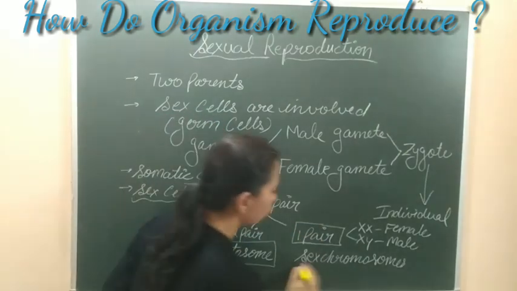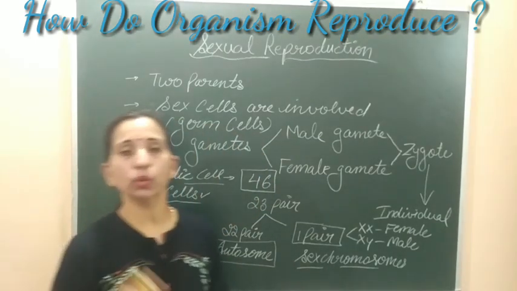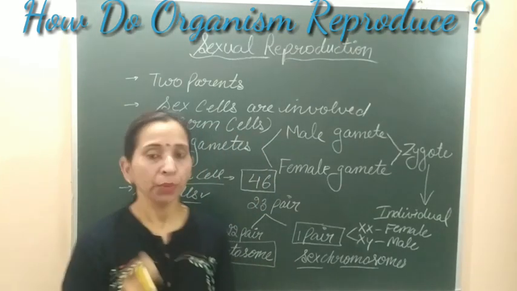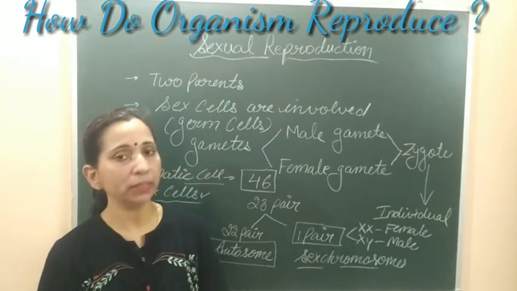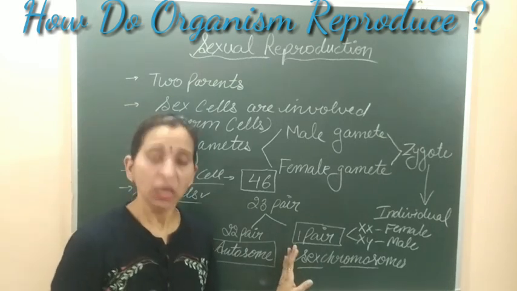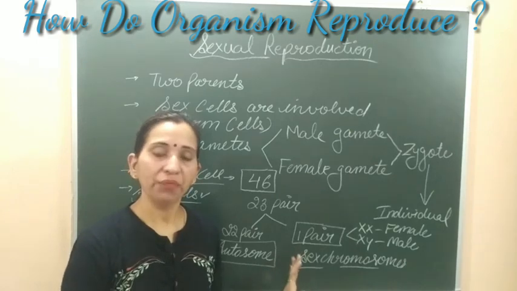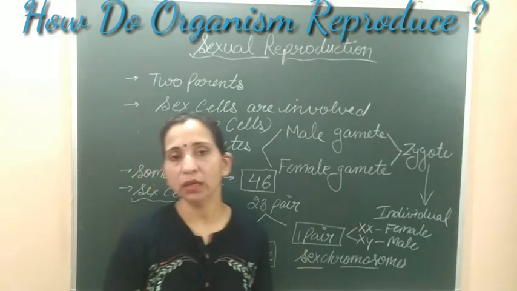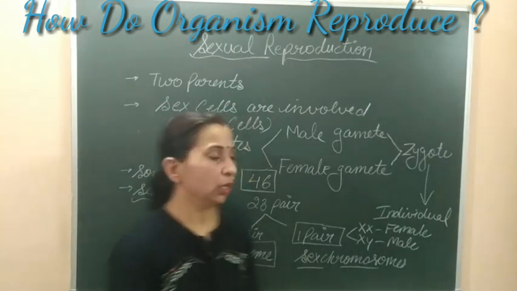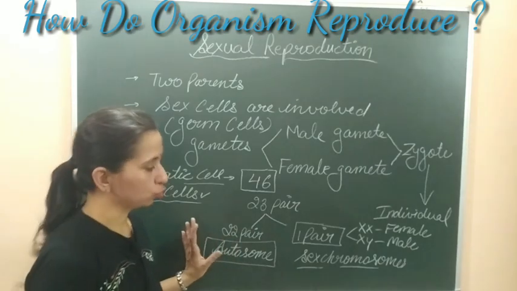But the sex chromosomes are responsible for controlling the sex of an individual. Whether it will be male or female depends on the presence of these chromosomes. If XX is present, then the human being will be female. If X and Y are present, then the human being will be male. So this is about these two types of chromosomes.